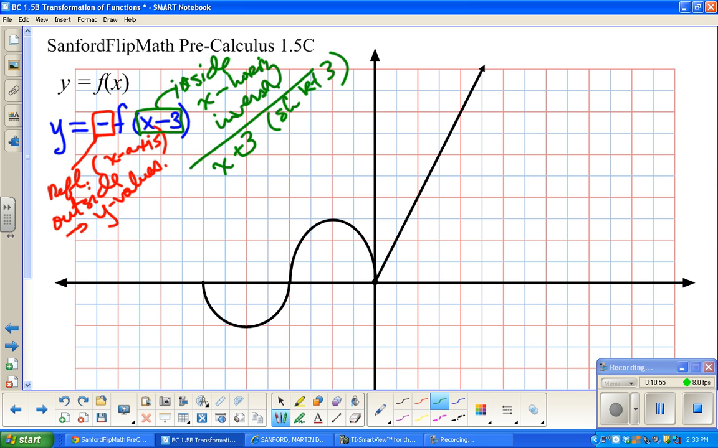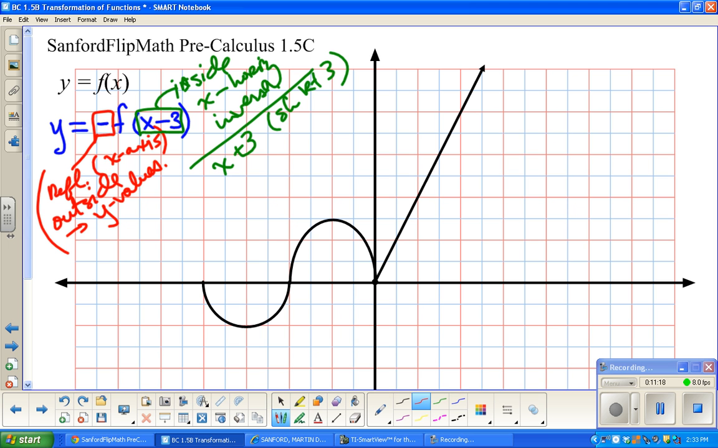Okay. All right, well, I typically do transformations like this that are a combination of either stretching and shrinking or flipping and shifting in 2 steps. I do all of my stretching, shrinking, flipping, and then I do the shifting on a separate graph. So I'm going to deal with the reflection first.